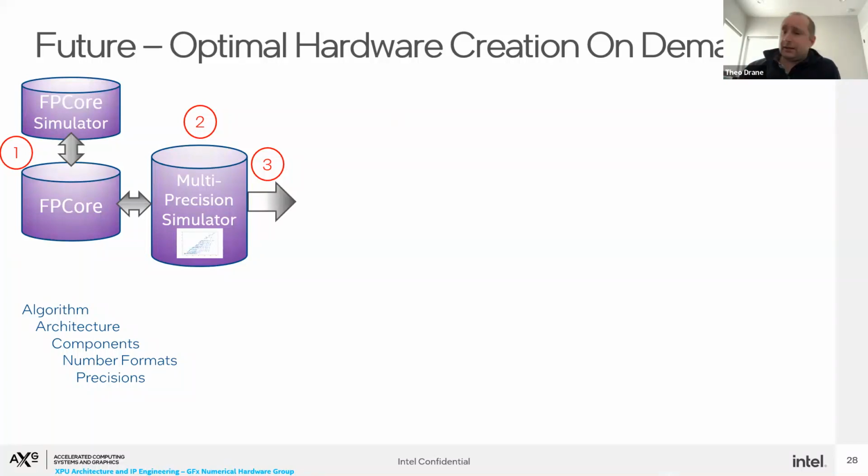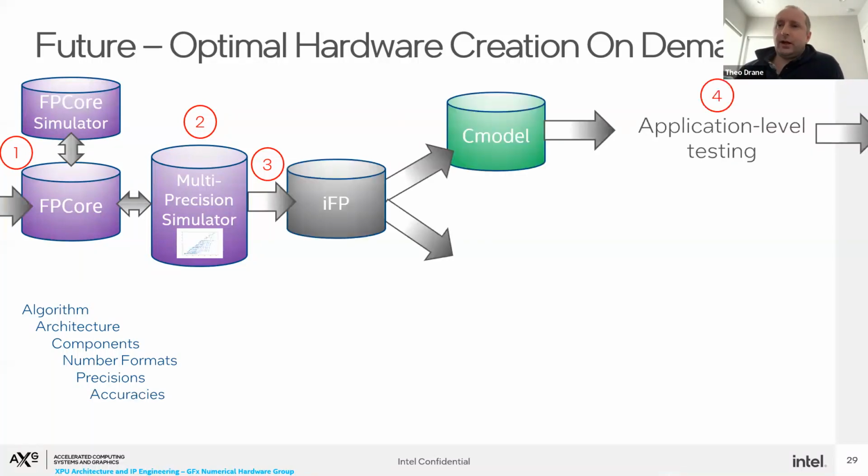Once we've done that, we can then use this IFP thing. From there, we get our C model, we can do application level testing, we might fail it. So then we have to go all the way back to the FP core. But it's interesting here, we already have 3 points at which feedback has been delivered back to the algorithm. 3 places. And then once that refinement, there may be another larger loop.